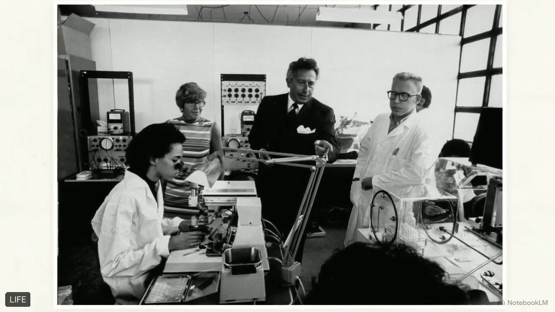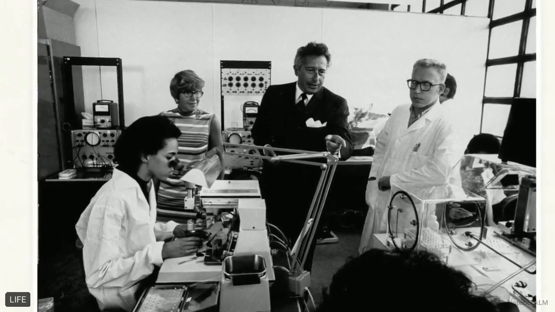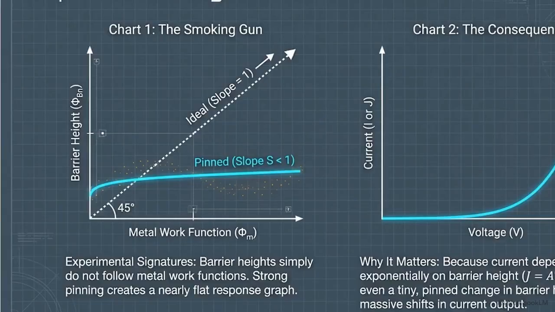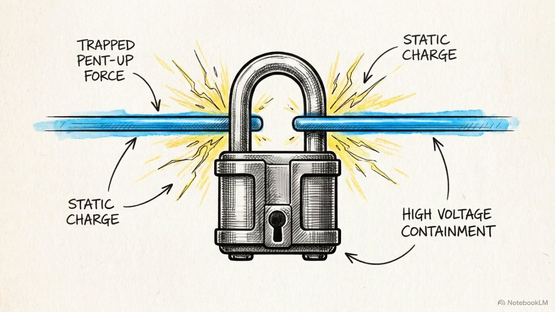When we actually go into the lab and test different metal contacts on a silicon substrate, the math falls apart. This chart shows the expected trend. If the model were perfectly correct, plotting metal work function against barrier height yields this straight 45-degree dotted line. But look at the actual data along the solid blue curve. It remains nearly flat. You can relentlessly increase the metal's work function, but the barrier height refuses to move. The energy barrier is locked.